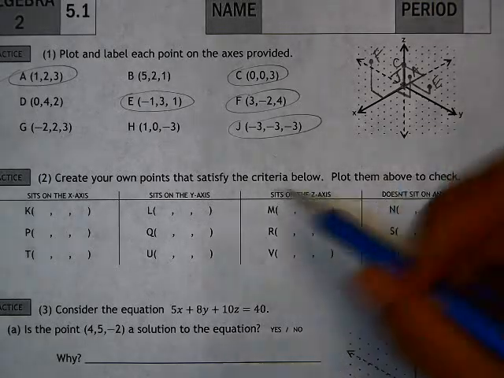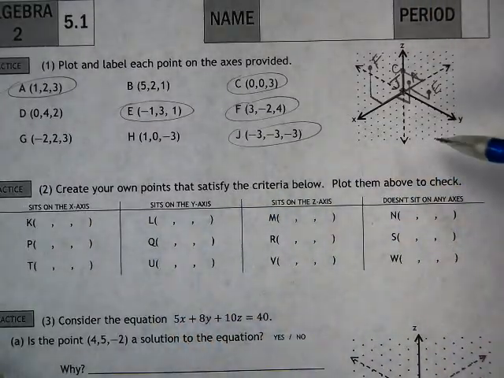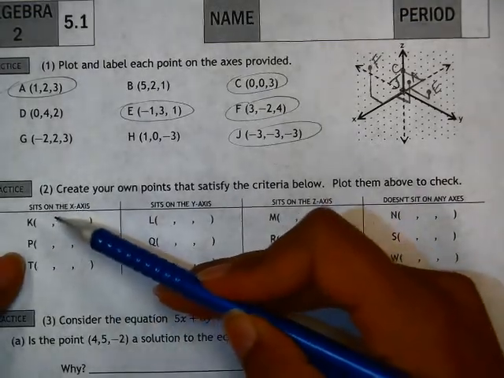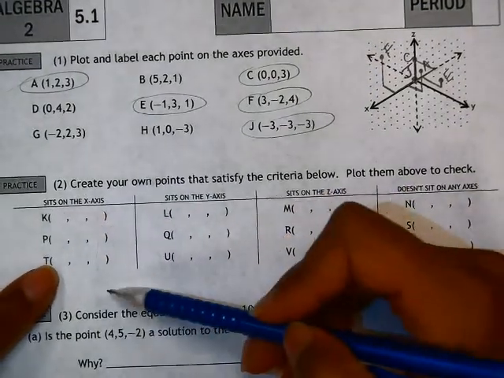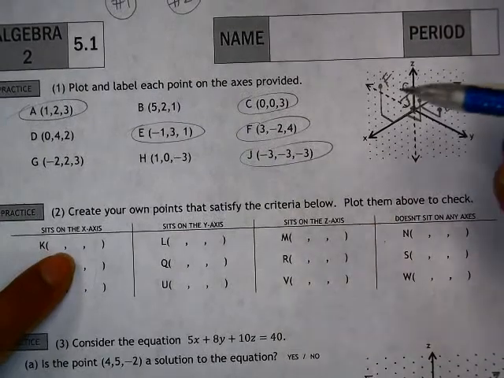In number 2, we're supposed to create points that satisfy the criteria. Points K, P, and T need to be on the x-axis. So let's just do one example of that.